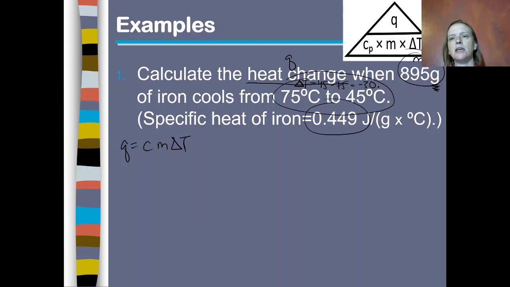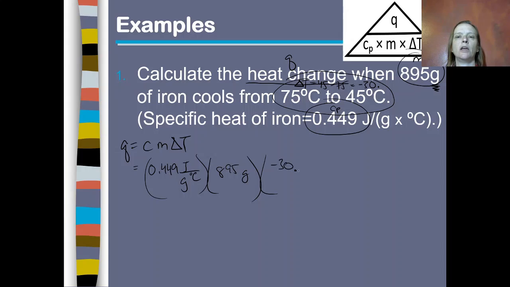Specific heat of iron, this is the CP value. This is the specific heat capacity. So when I plug these values into my equation, I'm going to use 0.449 joules per gram degree Celsius times my mass, which is 895 grams, times my delta T, which is going to be negative 30 degrees Celsius. Notice my degrees Celsius units cancel out, my grams units cancel out, and the only units I'm left with are going to be joules, which is good because I'm calculating a heat change, which is an energy change, and units for energy are joules. So looking at the units can help you check to make sure that you've set up the equation correctly. Now I just need to multiply these numbers in my calculator, and when I type all that in my calculator, I get negative 12,055.65.